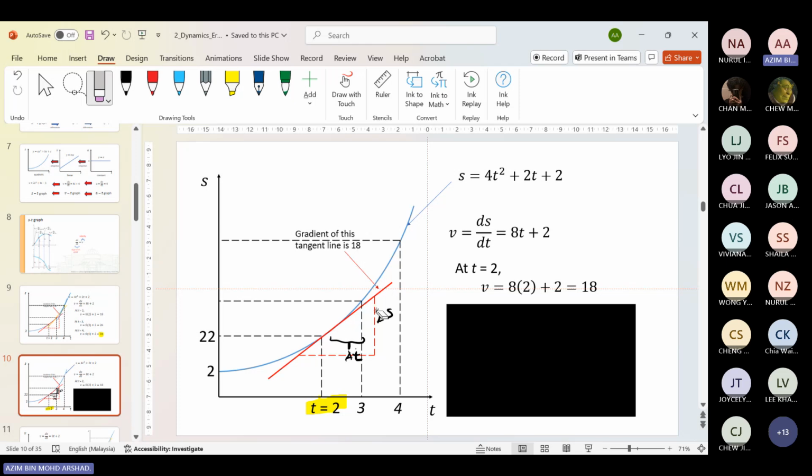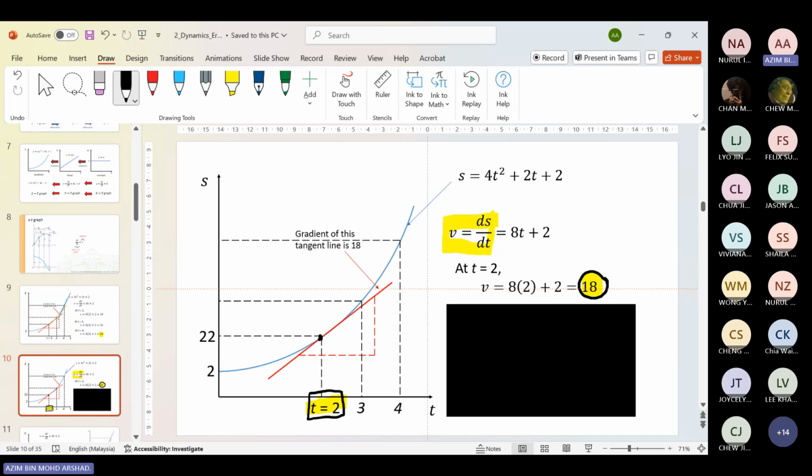So it is represented by this straight line here. The gradient of this straight line, which touches the curve only at this point, t equals 2, is 18. Because this is ds dt, ds dt is the velocity v. So at exactly this point, t equals 2, the gradient of this tangent line is given by 18, and this value represents the velocity of this particle only at this moment.